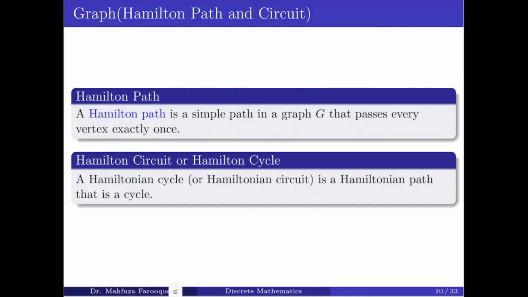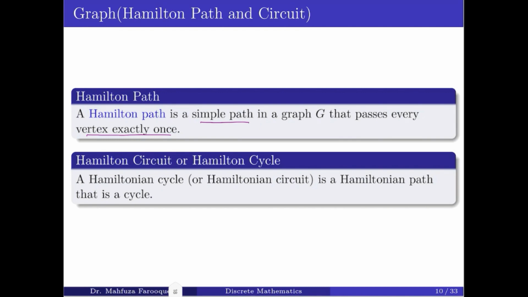Next, we will see what is Hamilton path and what is Hamilton circuit. So here, Hamilton path is a simple path in a graph that passes every vertex exactly once. So what is the difference between Hamilton path and Euler path? In Euler path, we have to traverse every edge at most once, and here for Hamilton path, we have to visit every vertex exactly once or at most once.